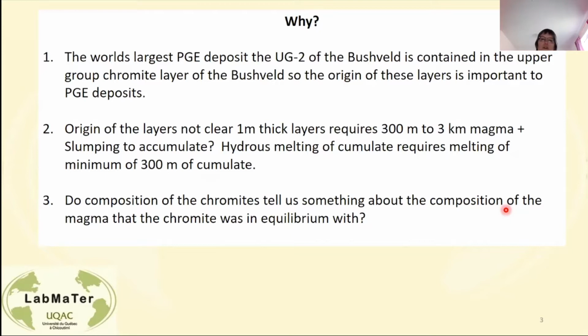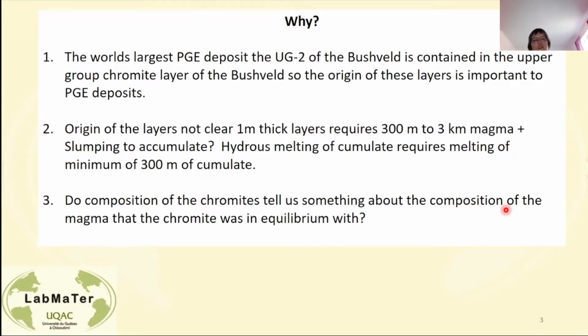So are we crystallizing these chromites and then slumping them to accumulate them? Another model has been that you have hydrous melting of the cumulates. But again, you'd need to melt a minimum of 300 meters of cumulate. So it's not clear at all how these things form.